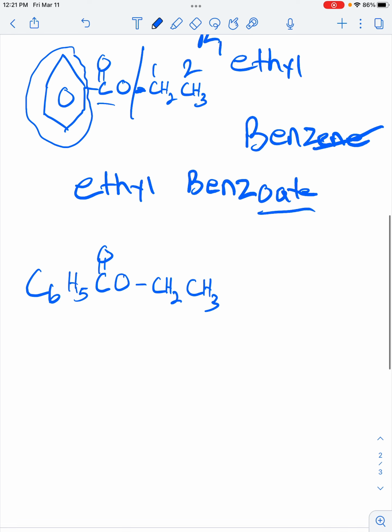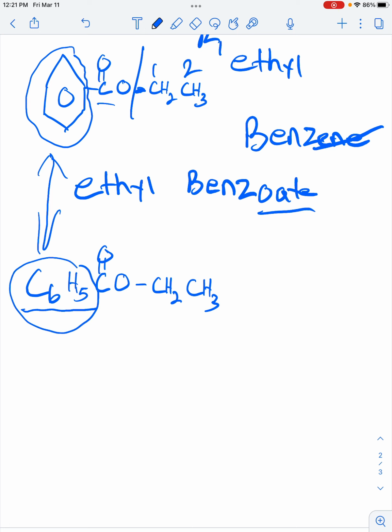Remember as well, when you see C6H5, it's equivalent to this. It's the same thing. On a test, sometimes professors will try to trip you up by having this written out like this. But if you see that, just know it's equivalent. So these two compounds are the exact same thing.